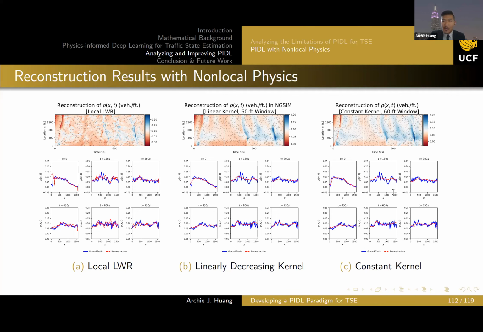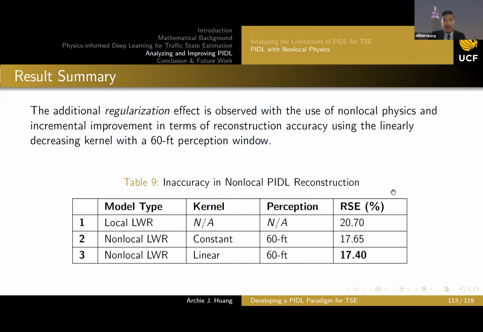From the snapshot, what we observe is a smoothing or regularization impact in adopting non-local physics. So in the end, it did improve the reconstruction results. And as we talked about earlier, this perception window, this convolution in this look-ahead area, is introducing this regularization effect in training this PIDL neural network in learning traffic density in this case.